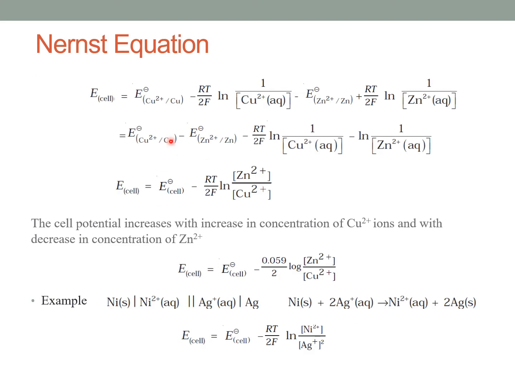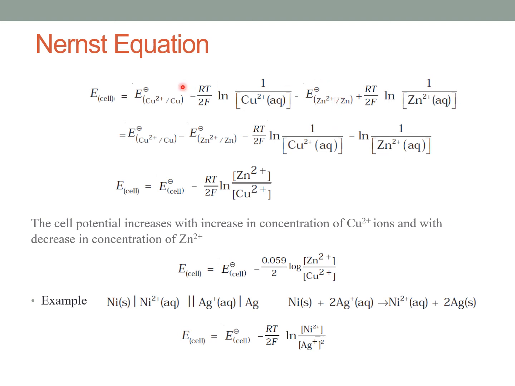So E cell equals E copper 2 plus/copper minus E zinc 2 plus/zinc. As per the Nernst equation we saw previously, E is the standard reduction potential of copper 2 plus/copper minus RT by 2F of Ln 1 by copper 2 plus aqueous, minus the standard reduction potential of zinc 2 plus/zinc minus RT by 2F of Ln 1 by zinc 2 plus aqueous.